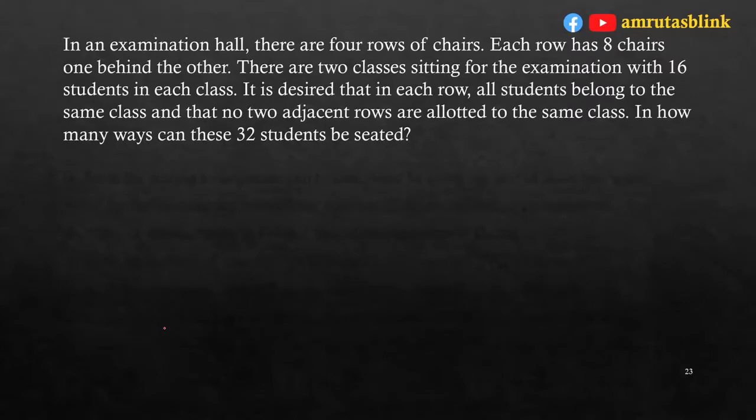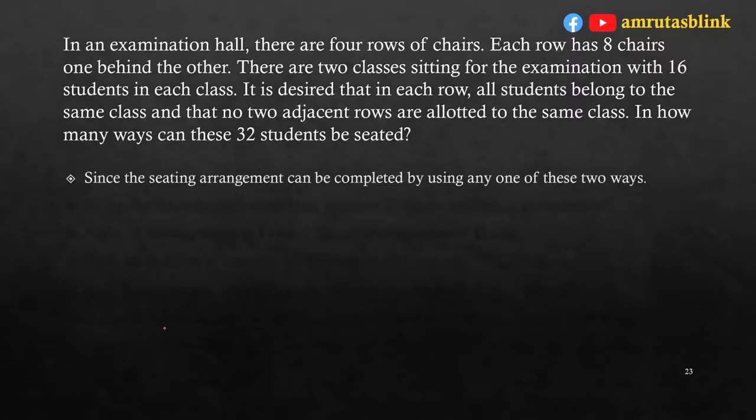In an examination hall, there are 4 rows of chairs. Each row has 8 chairs, one behind the other. There are 2 classes sitting for the examination with 16 students in each class. It is desired that in each row, all students belong to the same class and no 2 adjacent rows are allotted to the same class. In how many ways can these 32 students be seated?